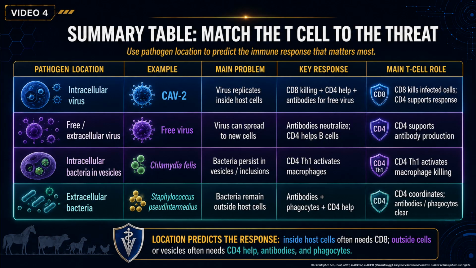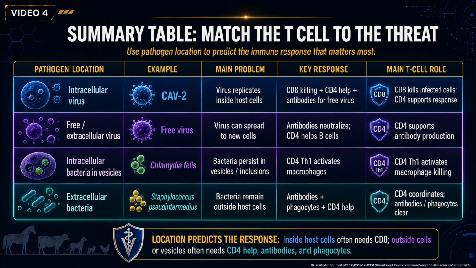Let's finish with the summary table. If the pathogen is an intracellular virus, like CAV2, the main problem is that the virus replicates inside host cells. The key response is CD8 killing, supported by CD4 help and antibodies for free virus. If the virus is free or extracellular, the main problem is spread to new cells. The key response is antibody neutralization, with CD4 helper T cells supporting B cell antibody production.